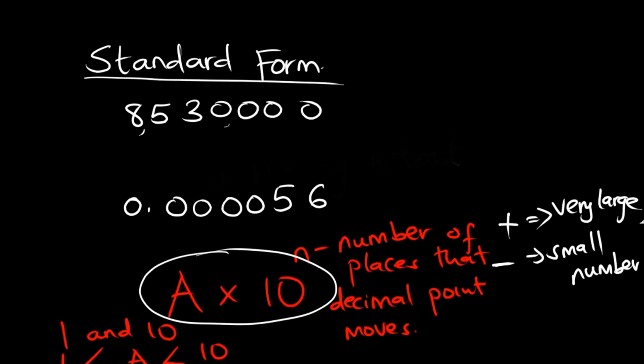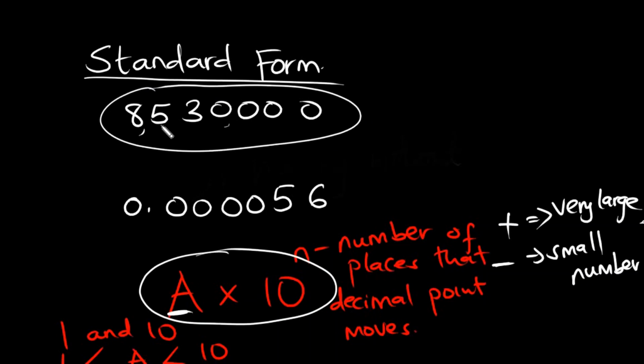So let's see how we can write this. Let's start with the first one, 8,530,000. I want us to write it in standard form. The first thing is to make sure that the number a must lie between 1 and 10. So the question is, where can we place the decimal point in this number such that we shall have a number between 1 and 10? It means that I will have to place the decimal point between 8 and 5.